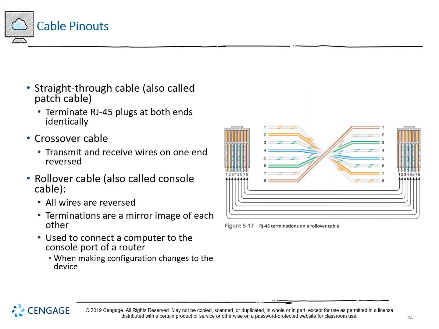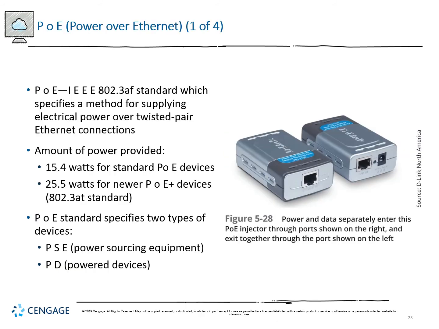Now, if we use the same ends identically terminated, that's what we call a patch cable or straight through. If we do one end reverse, so A on one side, B on the other, we get a crossover. And if we do a variation to where we do what's called a rollover or console cable, we do a 568A and then an inverted 568A on the other side, or B and inverted B. This is what we would use in order to connect a computer to the console port of a router whenever we're making our configuration changes.